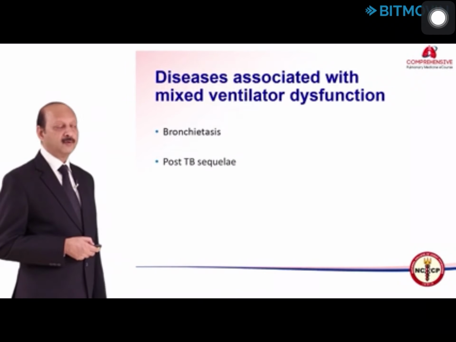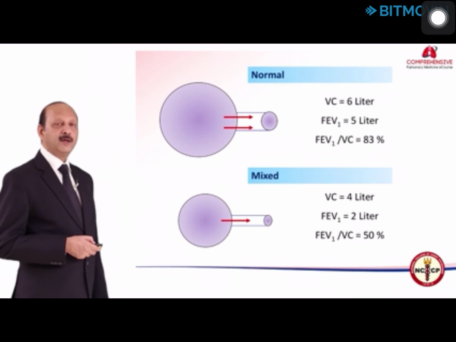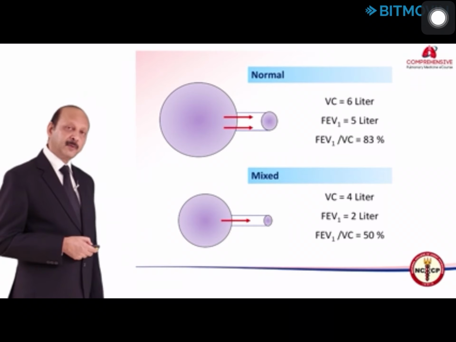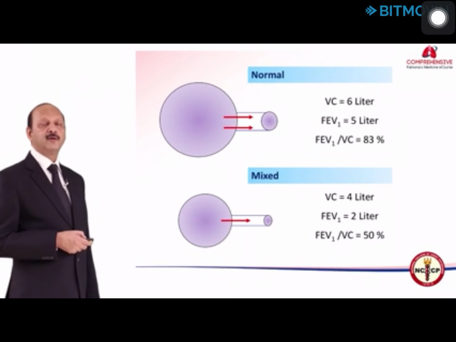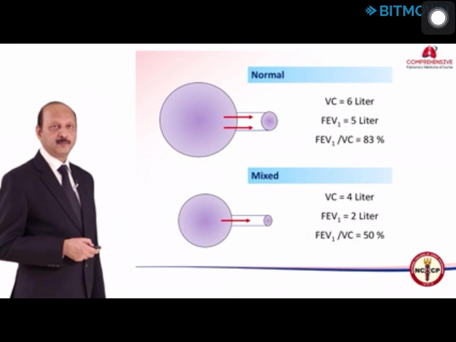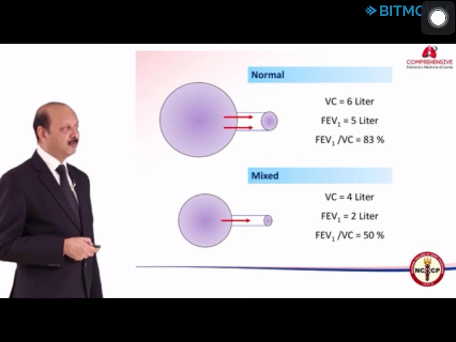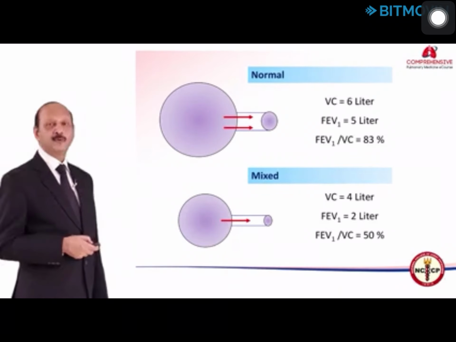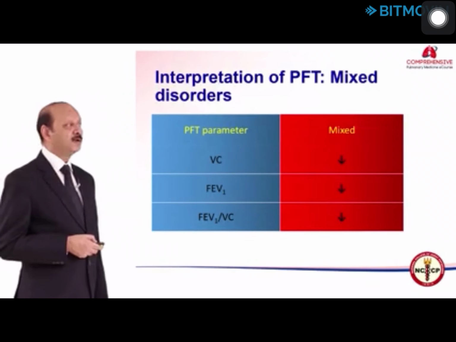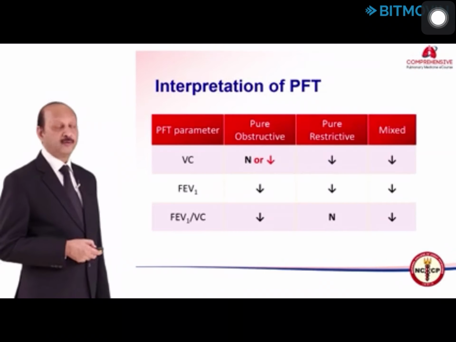Now, what will happen in the disorders where you have mixed ventilatory dysfunctions, like in bronchiectasis, in post-TB sequelae? Here the balloon has become smaller, plus the neck has become disproportionately smaller. It is much smaller than in proportion to the smallness in the lungs. So, what will happen? The vital capacity will be reduced because it is a mixed disorder. The FEV1 will be reduced, and the ratio will also be reduced. So, when you do the lung function, you will have vital capacity reduced, FEV1 reduced, as well as the ratio reduced.